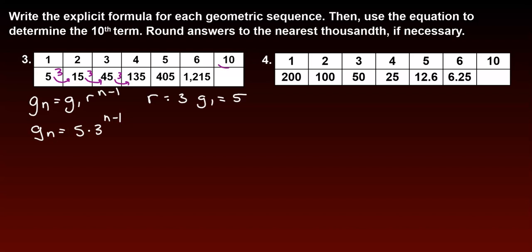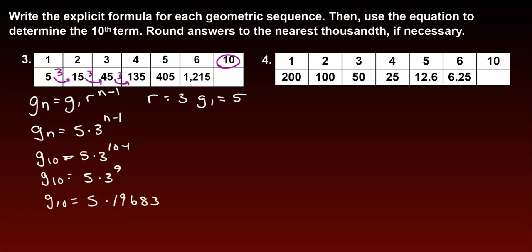And then we're looking for the 10th term. So we can plug in 10 for n. Then we can subtract. And then 3 to the 9th is going to be 19,683. And then we're going to multiply that by 5 and get 98,415. And that's how we write an explicit formula and determine the 10th term.